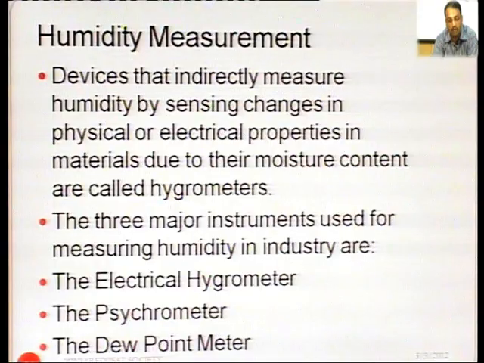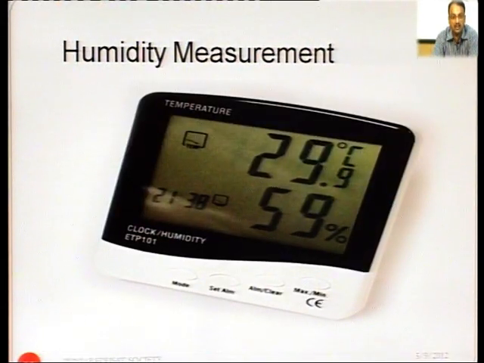Humidity is the water content in the air or in any other gas. In this, any change in the electrical or physical property of the material due to the moisture content can be measured, and these instruments are the electrical hygrometer, psychrometer, and the dew point meter. This is a digital model of humidity measurement. 29.9 degrees centigrade shows the temperature, whereas this 59% shows the relative humidity at that particular time.